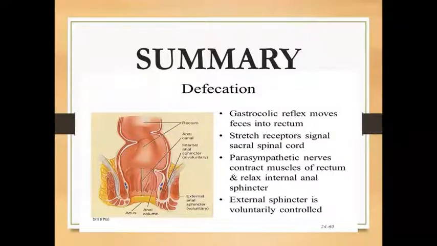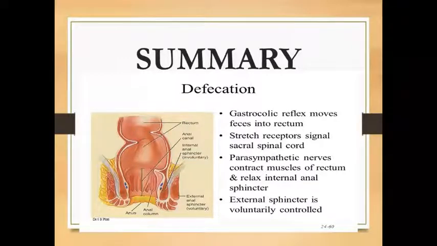This is a summary of the defecation process. So we have gastrocolic reflex that moves feces into the rectum from the sigmoid colon. Then the stretch receptors are going to send a signal to the spinal cord. You have the parasympathetic nerves that will now cause contraction of muscles of the rectum and also relaxation of internal sphincter muscles. And the external sphincter muscles are voluntarily controlled depending on whether the environment is conducive or not. If it's conducive, it's going to relax. If it's not conducive, you have a strong contraction.